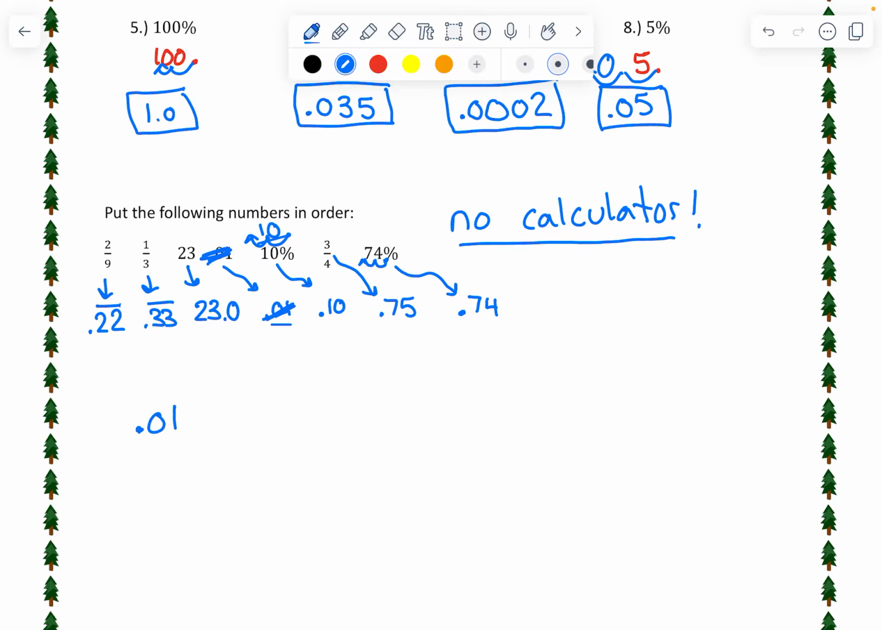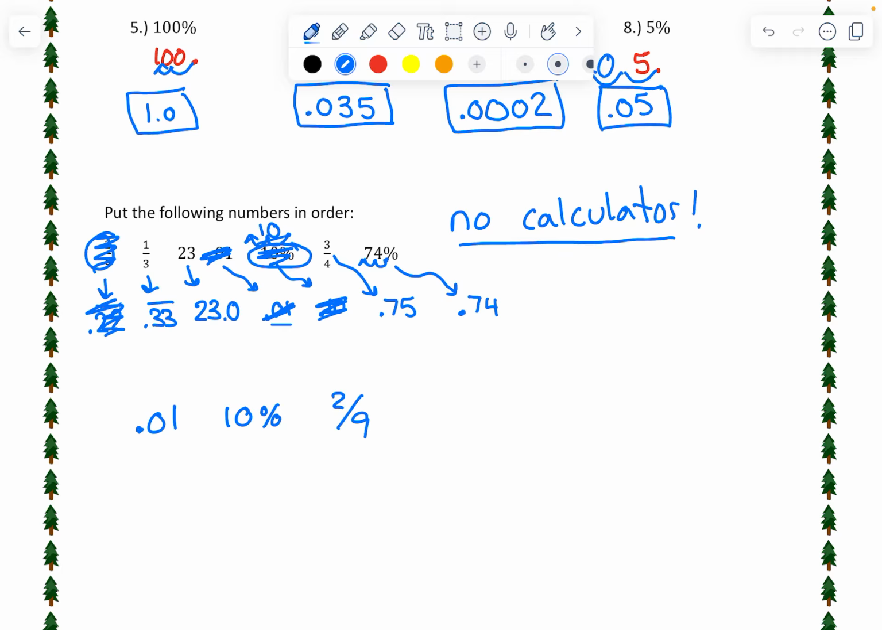Now look for the smallest number here. It looks like 10 cents is next. Now it really wasn't 0.10, it was 10%. So I'm going to write it like that. I'm going to cross that out. Then I'm going to look for the next one. Looks like 22 cents. That was really 2 9ths. So that one's next. The next one would be 33 cents, $23, 75 cents, or 74 cents.